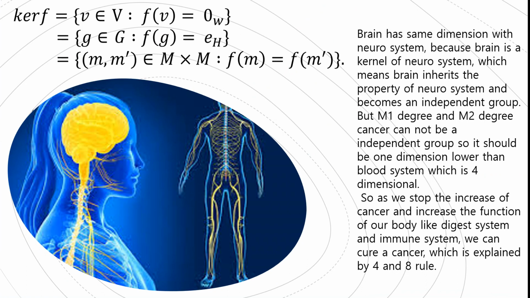The brain has the same dimension as the neural system because the brain is a kernel of the neural system, which means the brain inherits the property of the neural system and becomes an independent group. But M1 degree and M2 degree cancer cannot be an independent group, so it should be 1 dimension lower than the blood system, which is 4-dimensional. So as we stop the increase of cancer and increase the function of our body, like the digestive system and immune system, we can cure cancer, which is explained by rules 4 and 8.